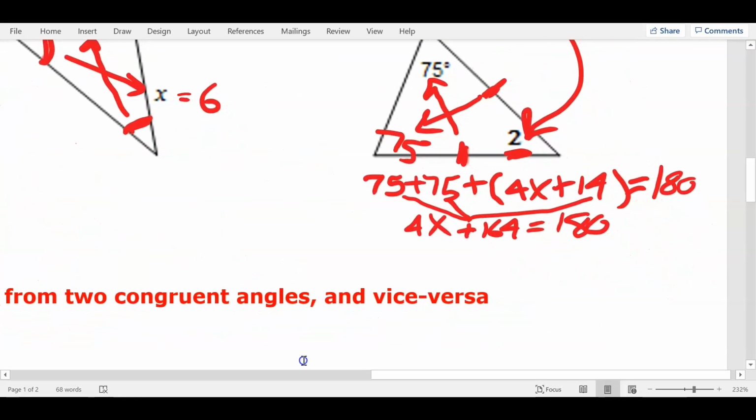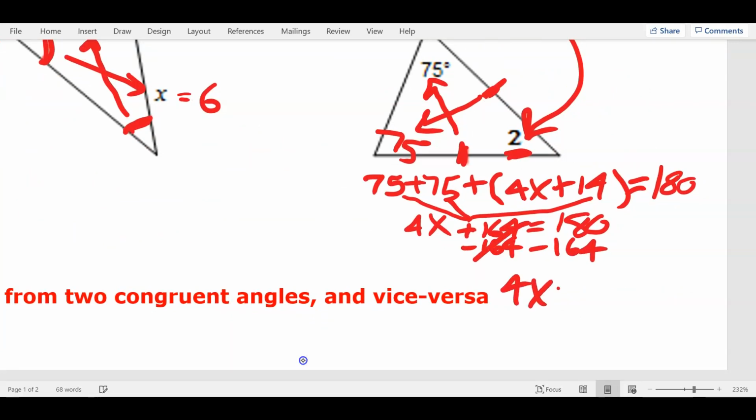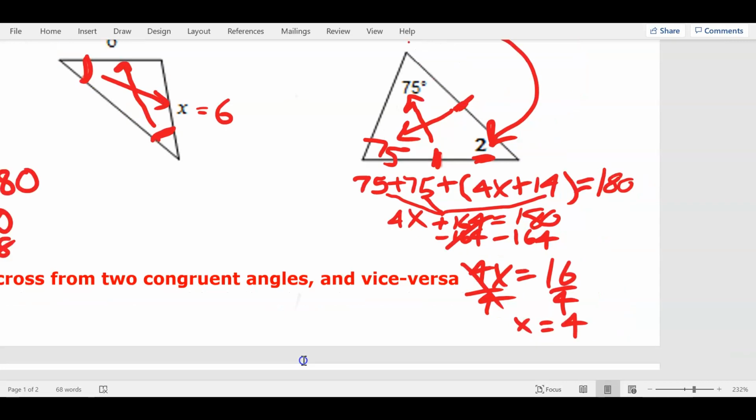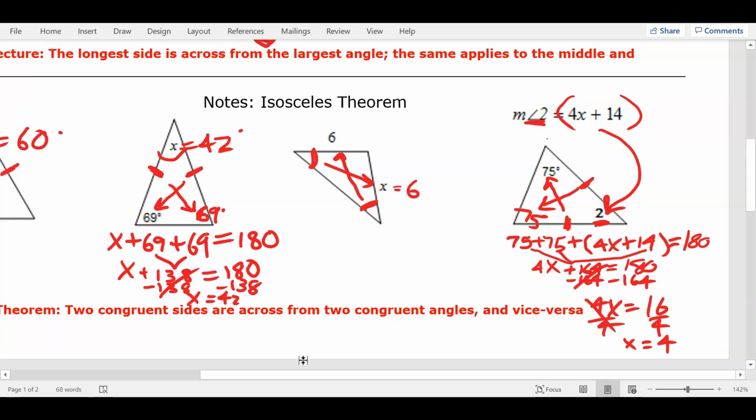And then to get rid of 164, I subtract it. 4x equals 16. And then we divide to get x equals 4. Okay. You got to kind of write small because of that. Now we're going to do some example problems on the back if you want to flip that over.